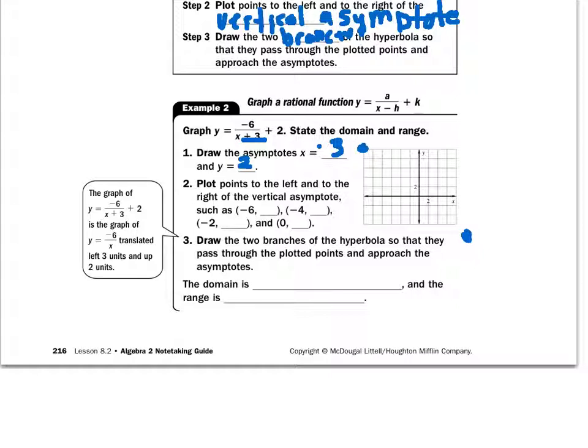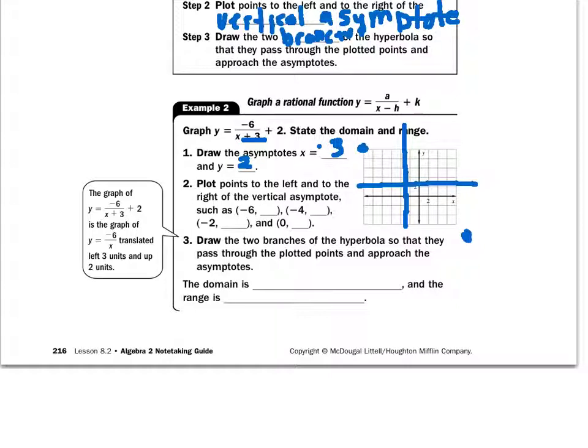Notice that this graph uses 2 as a scale, so I'm going to squish this in the middle to get a negative 3 over here. And then I need y equals 2. Go up 2 on your y. Here it is.